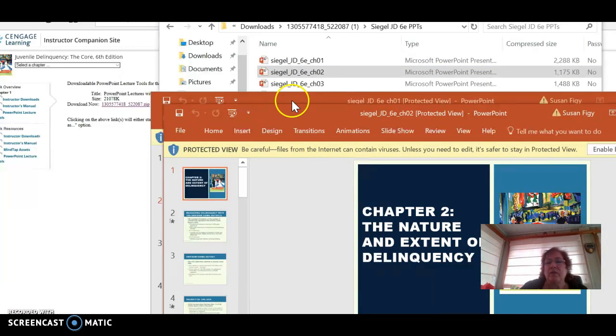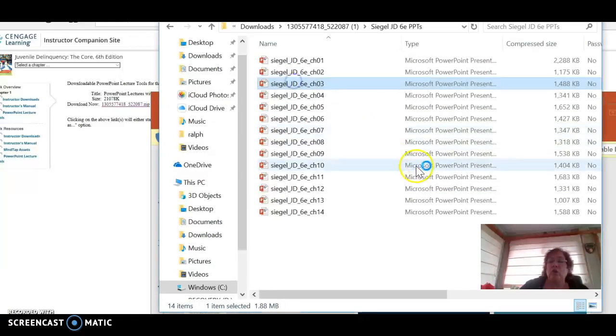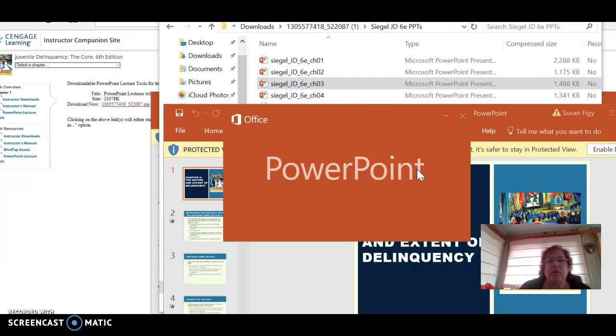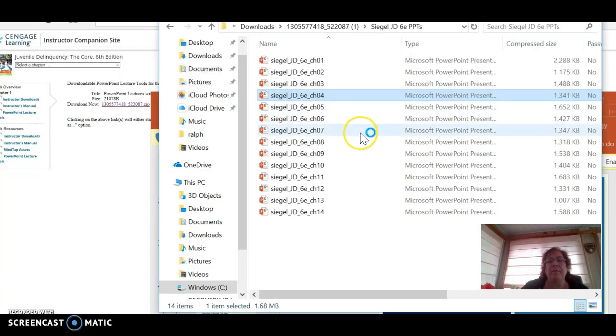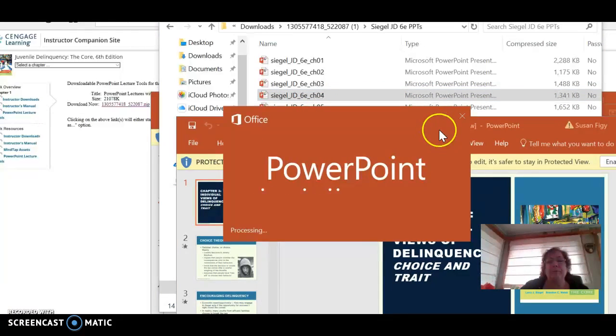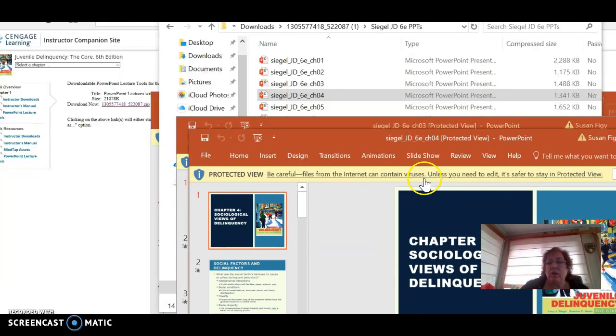The nature and extent of delinquency. You can do something on the recent shootings. You can do the violence in the school. Views of delinquency, choice, and trait. That's a very interesting topic to do, and there's an awful lot of scholarly articles on that. You can do sociological views of delinquency. As I said, there's an awful lot of things.